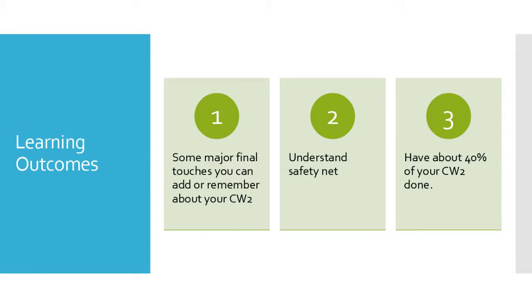So the learning outcomes, some major final touches you can add and remember during your Coursework 2, to understand the safety net policy and not worry about your work in general. Have about 40% of your Coursework 2 done. When I say that, that just means everything that includes your ideas, what you think you're going to write about, downloading any templates if you need, asking any questions you need to know, and having an understanding of what your topic is going to be.